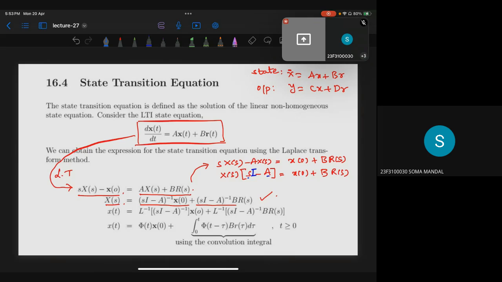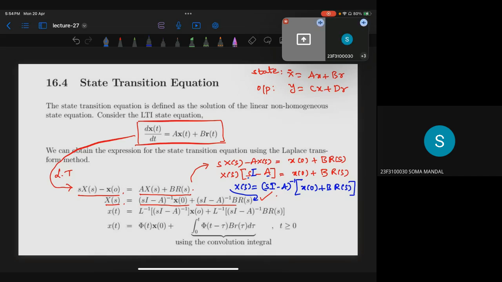Then X of s equals, when this (sI minus A), which is the matrix, goes to that side, it will become an inverse, times x of 0 plus B R of s. I've got this equation from here. Is this clear? Any doubt? If you're not clear, you can ask me.